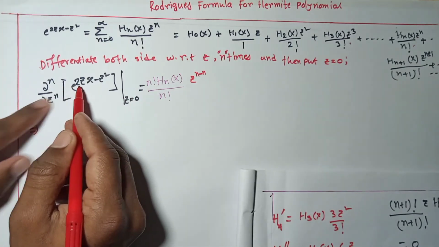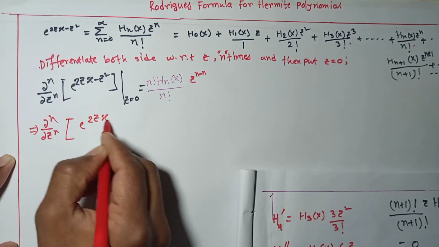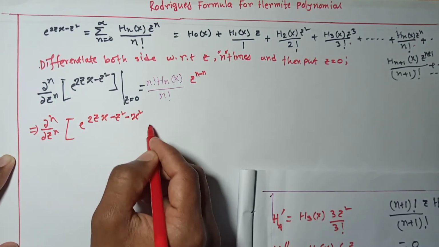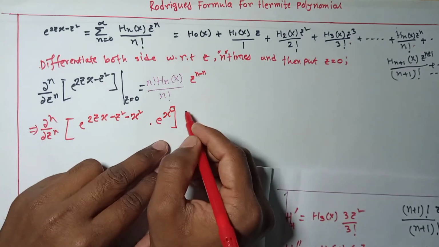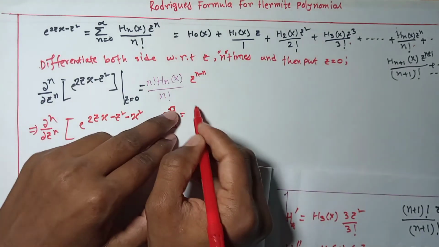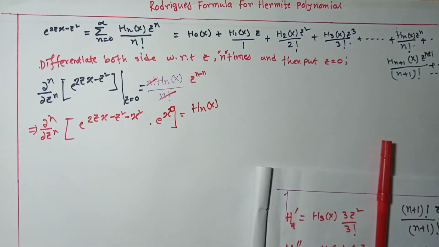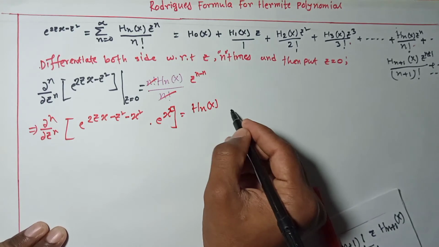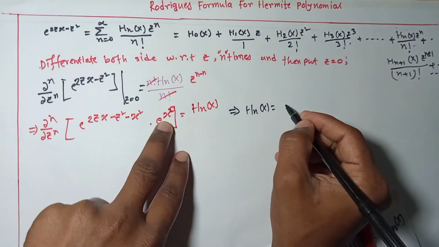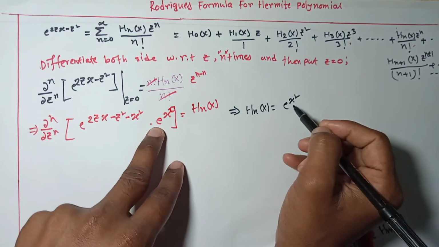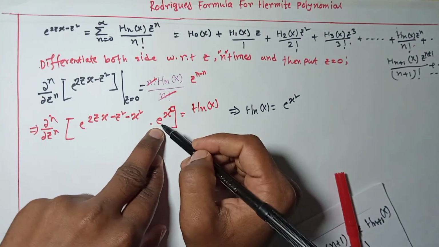So then we can write: if we differentiate e to the power 2zx minus z squared, writing it as e to the power x squared times e to the power minus (z minus x) squared. Here n factorial over factorial n cancels, and H_n(x) z to the power 0 is 1. Then H_n(x) equals e to the power x squared, which is a constant value, times the n-th derivative with respect to z. Here e to the power x squared is constant with respect to z.